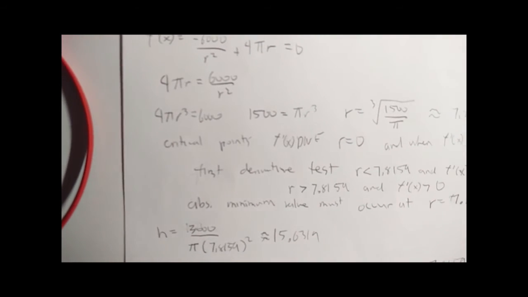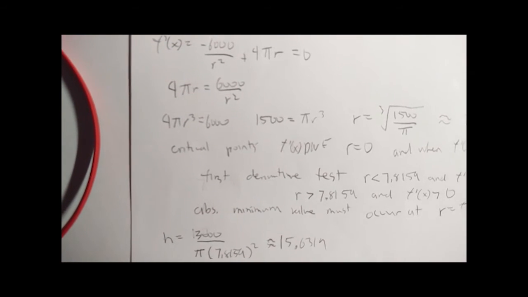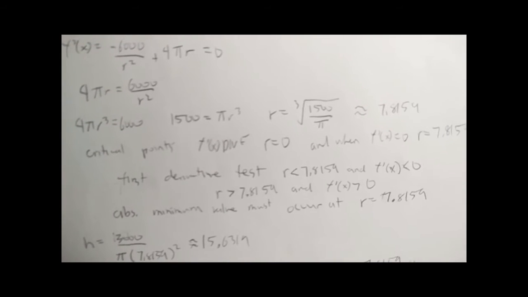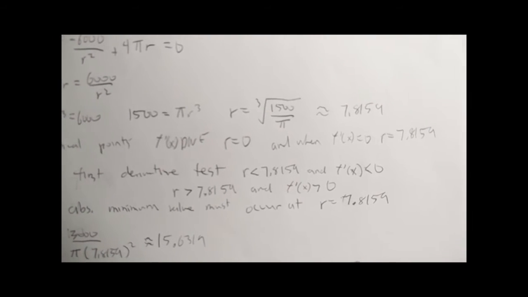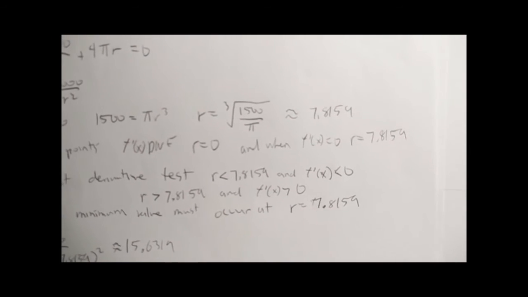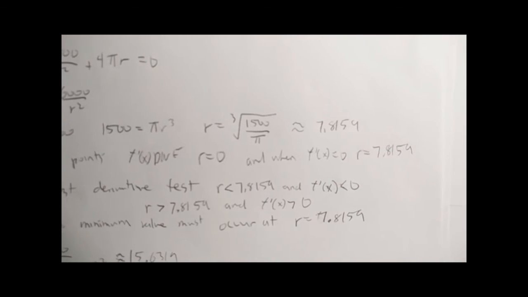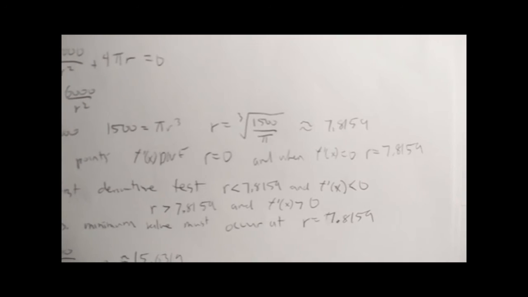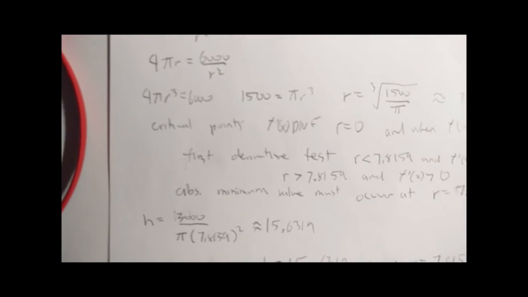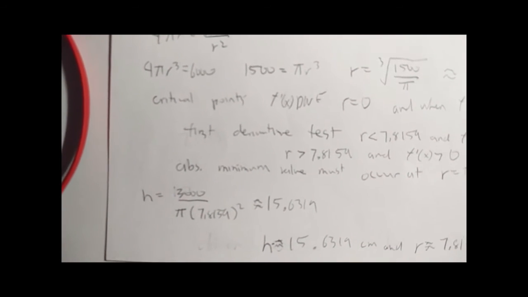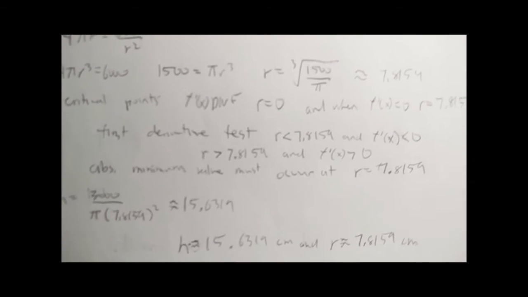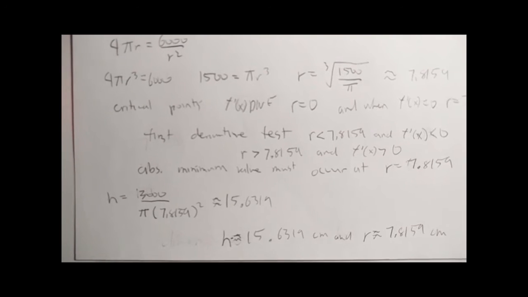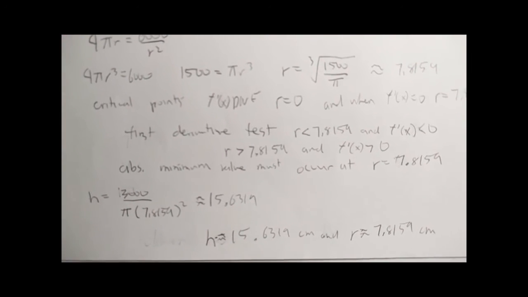7.8159. So the critical points are when f prime of x does not exist, which is when r equals 0, and when f prime of x equals 0, which is when r equals 7.8159. We use the first derivative test in this problem because we can see that this r is the absolute minimum value.